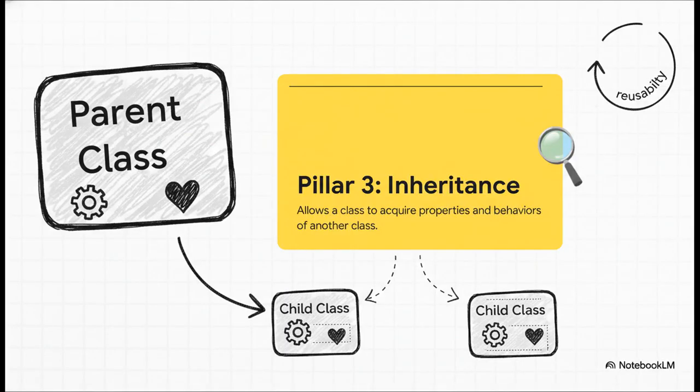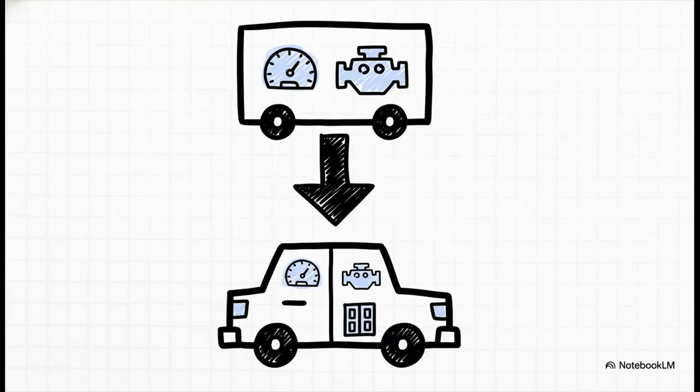All right, our third pillar is inheritance, and this is the superpower of reusability. It's a cool mechanism that lets you create a new class that's basically a more specific version of a class you already have. This new child class automatically gets, or inherits, all the features of the parent class. The easiest way to think about this is just with the phrase "is-a."